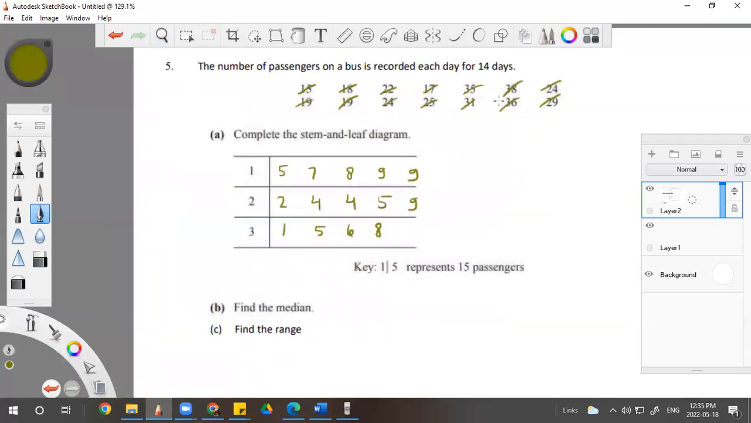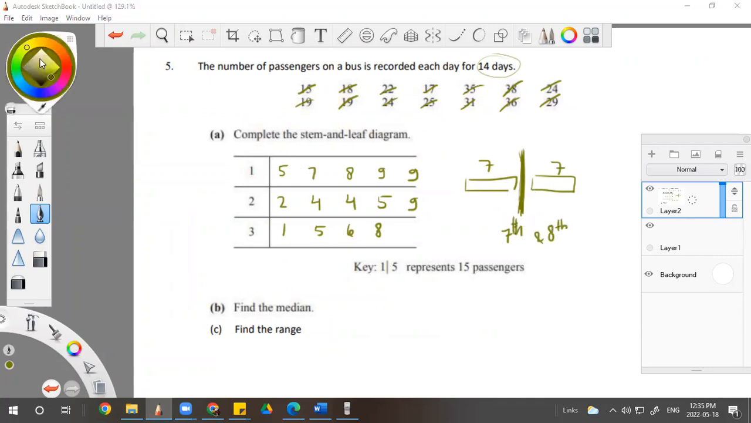So how do you do the median? 14, right? So if you have 14 data, the median is divided into 2 parts, right? 7 and 7. Do we have the exact data in the middle of the 7 and 7? No, right? No exact data. So you have to pick the 7th and 8th data. What is the 7th data? We have the stem and leaf diagram.